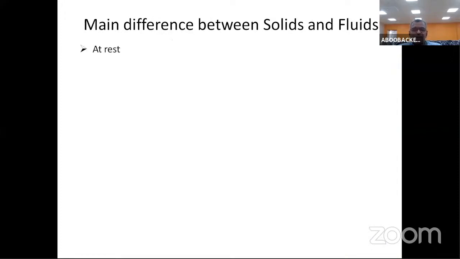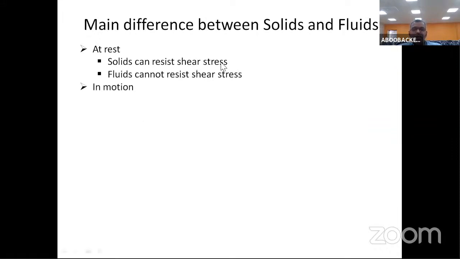Now the main difference between solids and fluids. Basically there are two differences from the mechanics point of view. One is that a solid can resist shear stress at rest, and a fluid cannot resist shear stress at rest. In solids, shear stress is possible at rest. In fluids, there is no shear stress at rest.